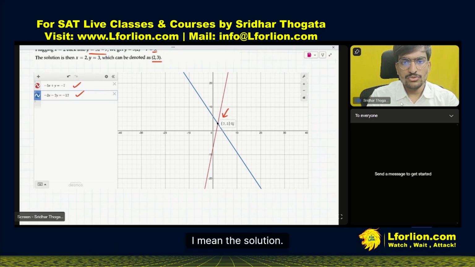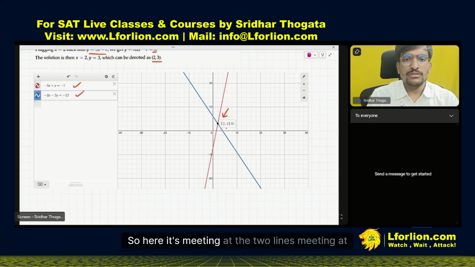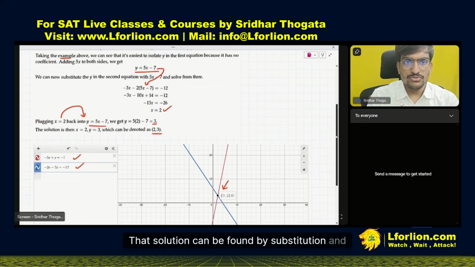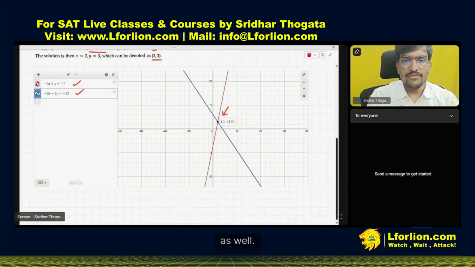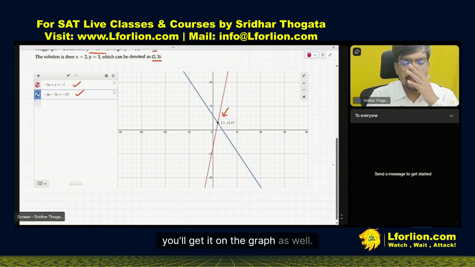I mean the solution. Here the two lines meet at one point, and that is the solution. Wherever the two lines meet at a point, that will be the solution. We call that the solution. That solution can be found by substitution and elimination, as well as using Desmos on the graph. If you just do it on a graph, you'll get it on the graph as well.